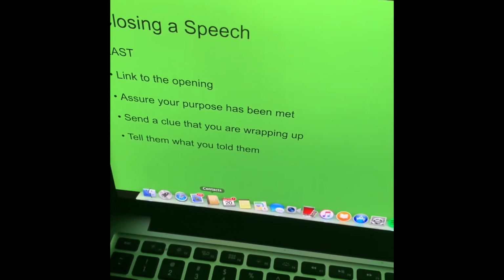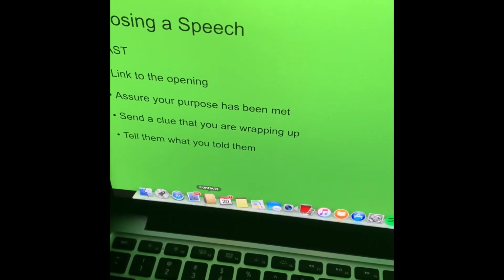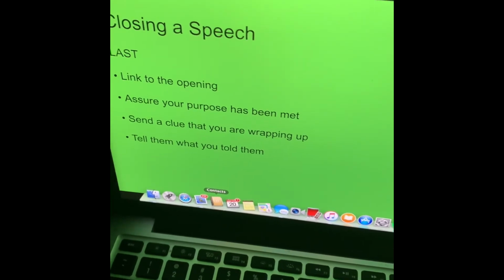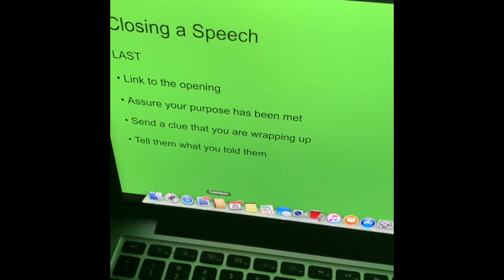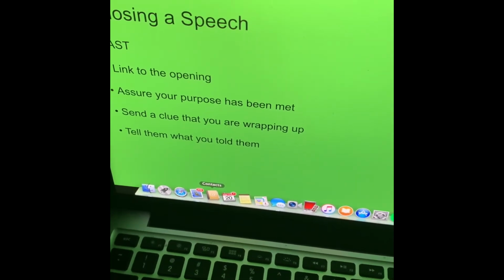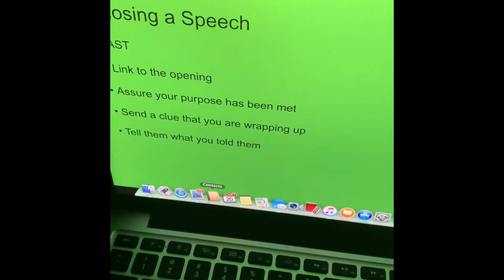Next, the speech giver wants to complete the A in LAST, which is assure the purpose has been met. This can be done by asking the audience questions and making sure they've retained what they've learned, or by testing a theory and seeing the results. And if you get the positive results of your goal, then you have met your purpose.